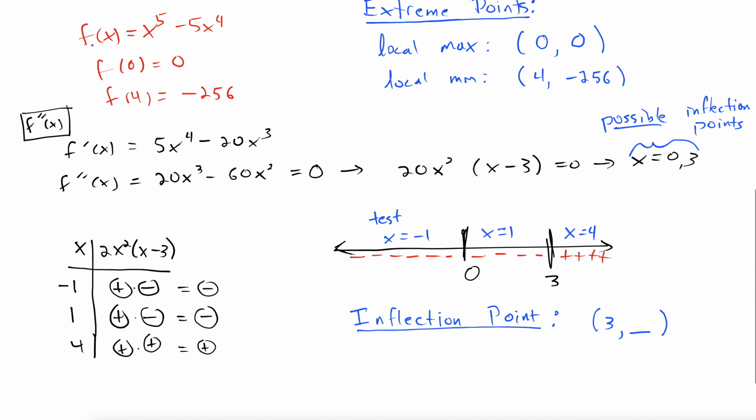I think I have it right up here. f of x equals x to the 5th minus 5x to the 4th. When we plug that in, we get negative 162 for the y value. So there's our inflection point, 3 comma negative 162. Okay, we've come a long way. Let's check in with our guidelines to see where we stand.